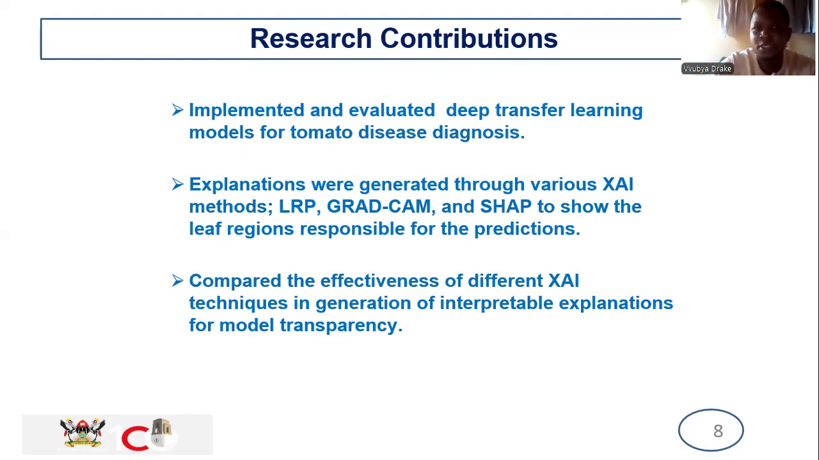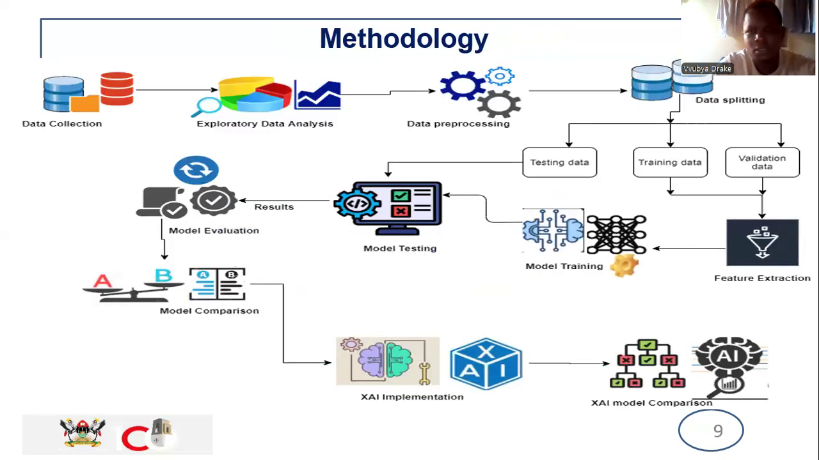In our contribution, we have implemented and evaluated deep transfer learning models for tomato disease diagnosis, then made explanations using LRP, Grad-CAM, and SHAP to show the relevant regions responsible for the different predictions. Then we compare the effectiveness of the different explainable techniques used. To do this, there are different steps we've gone through, starting with data collection, then carrying out exploratory data analysis on the data collected. Then from that, we did data pre-processing, that is preparing the data for training.